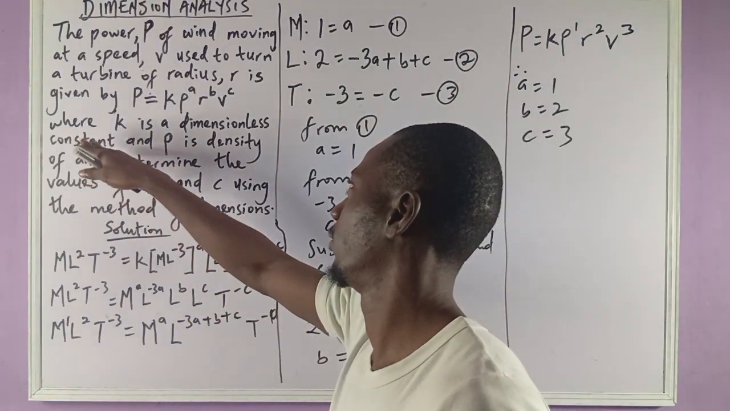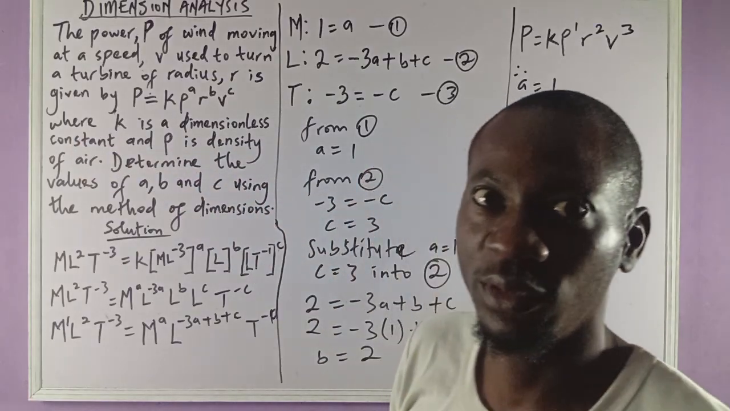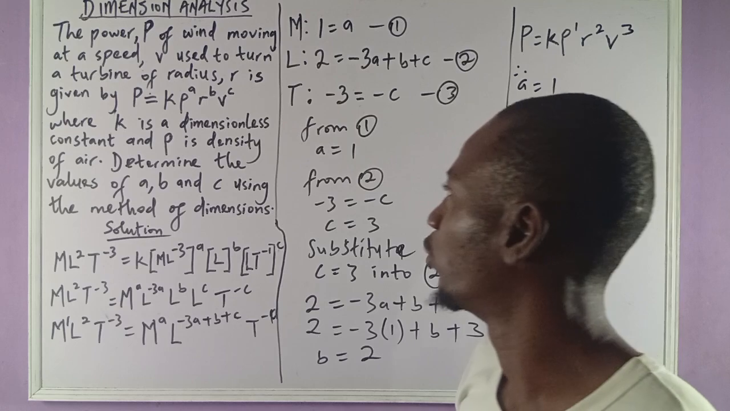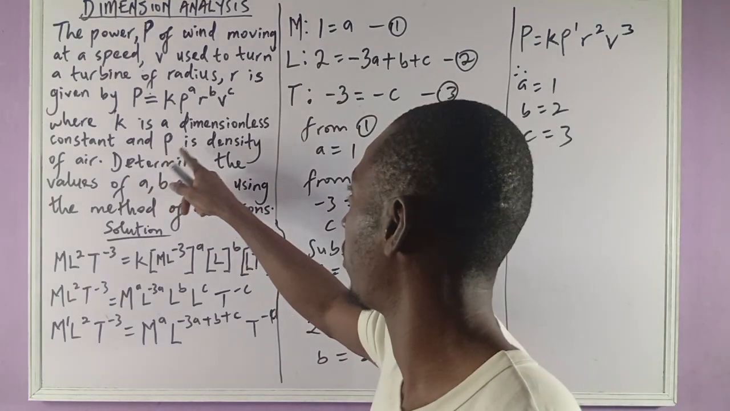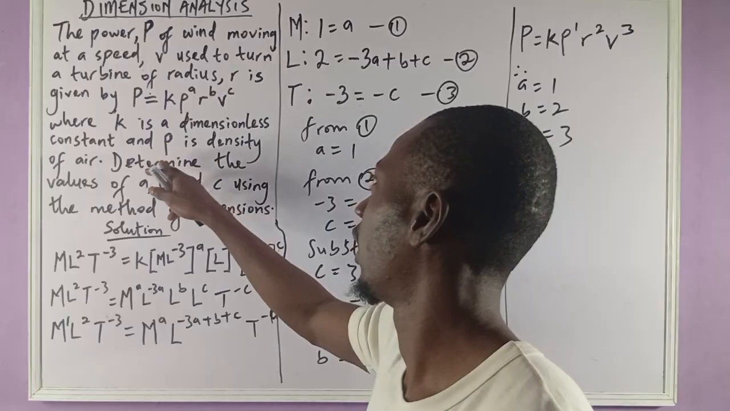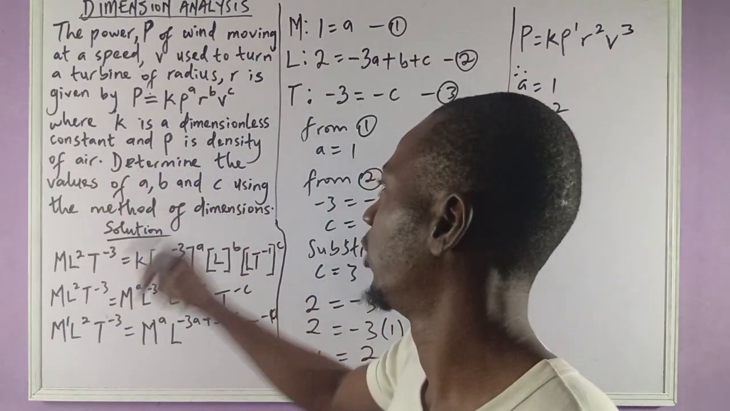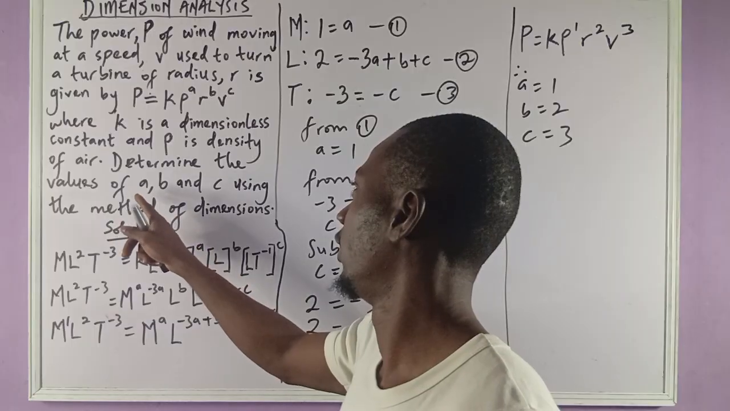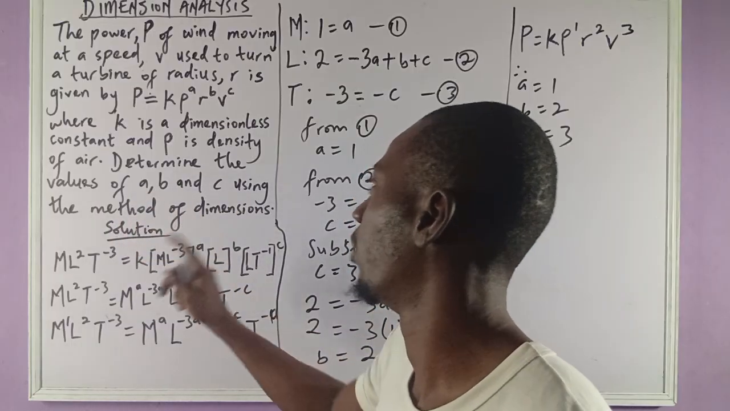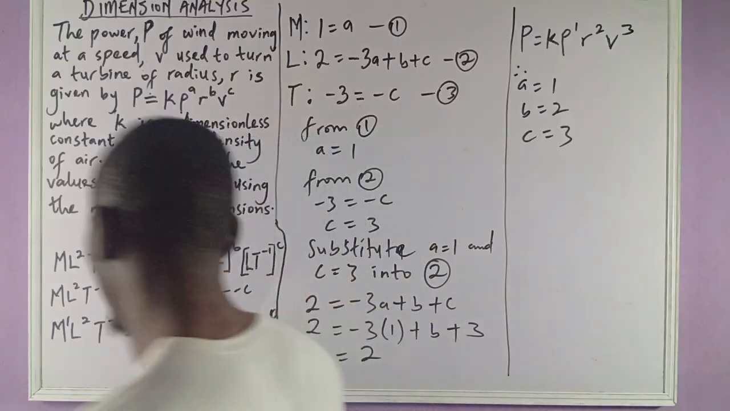We have where K is the dimensionless constant, is a constant, so it doesn't have dimension. And we have the power P, and rho is the density of air. Determine the value of A, B, and C using the method of dimension. So how do we solve this question?